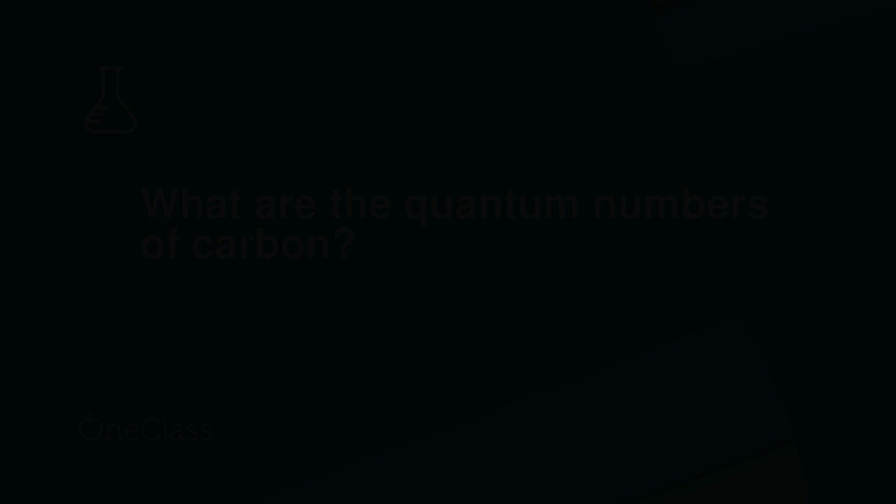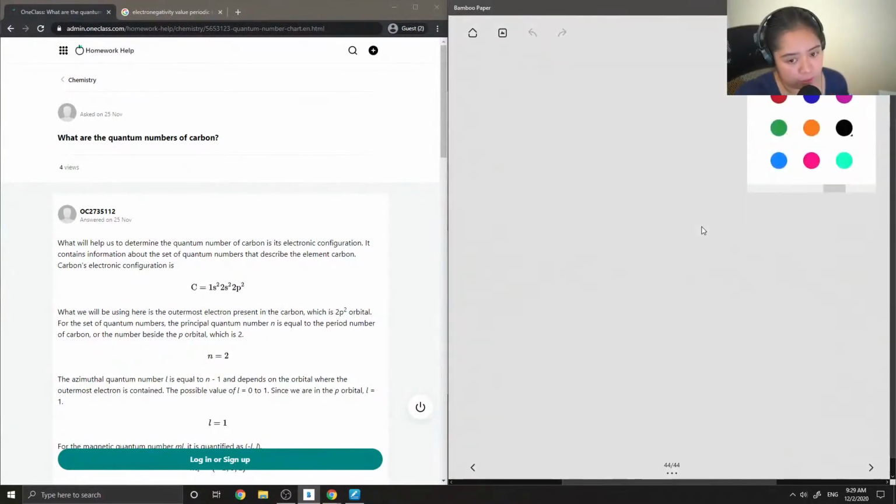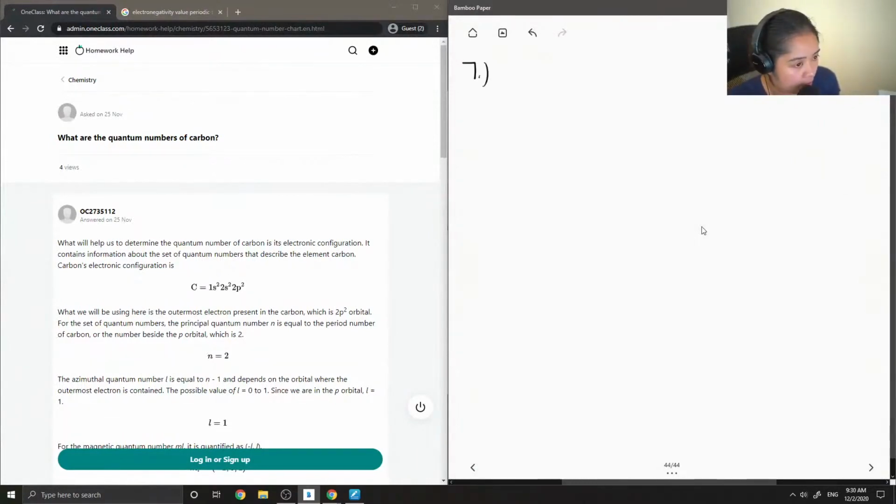On to question number 7. What are the quantum numbers of carbon? To calculate the quantum numbers of carbon, it is easier to first find the electron configuration of carbon.